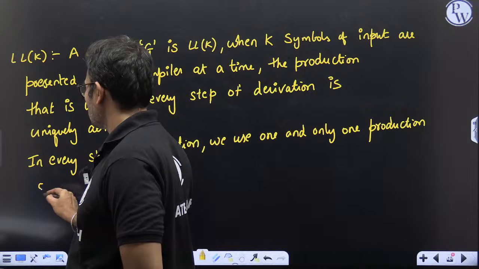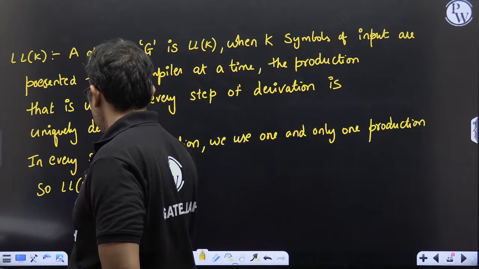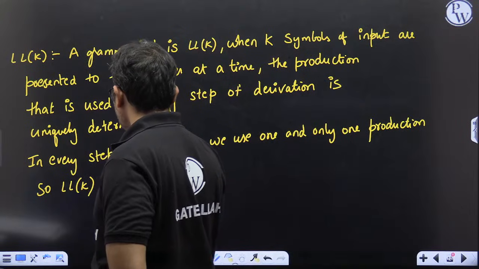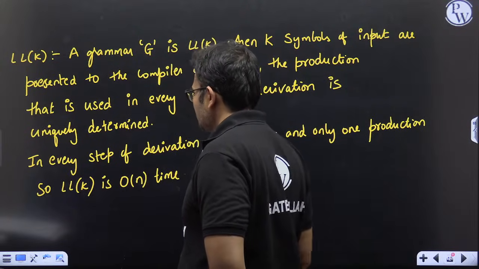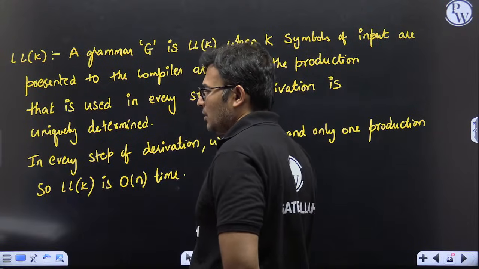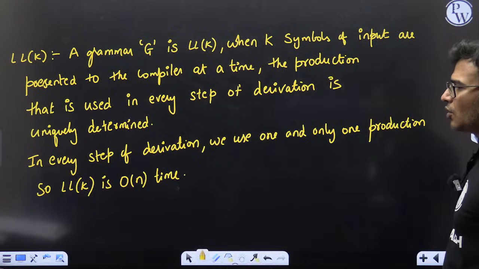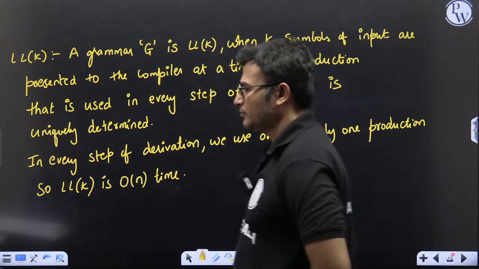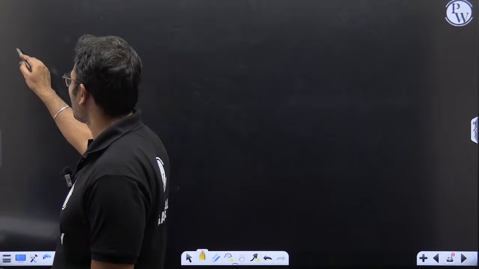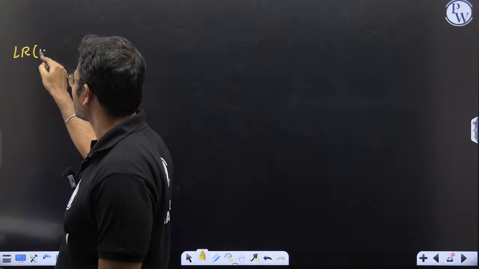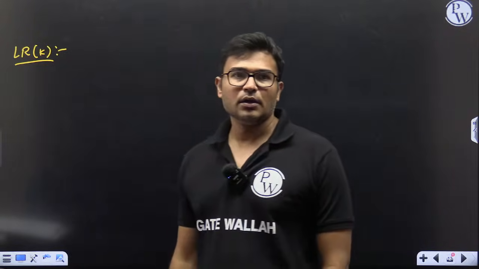So LL(k) is order of n time, right? Now let's look at LR(k).